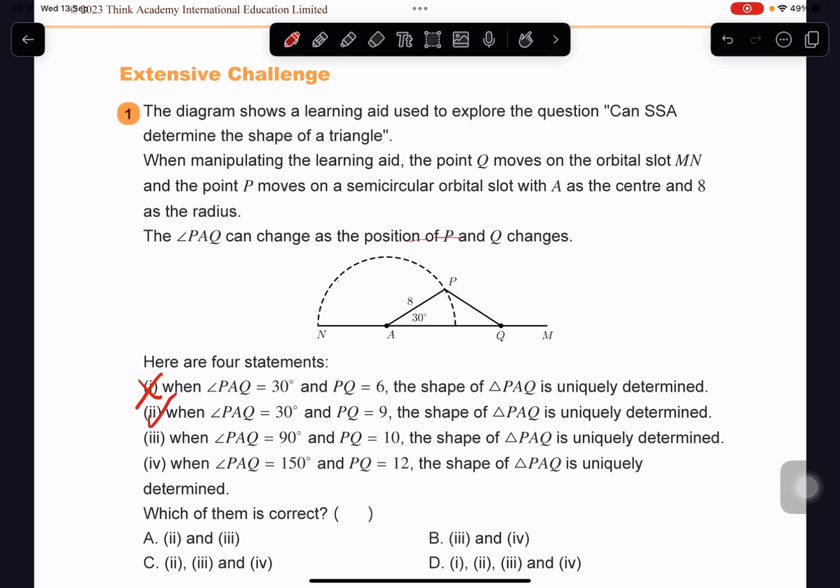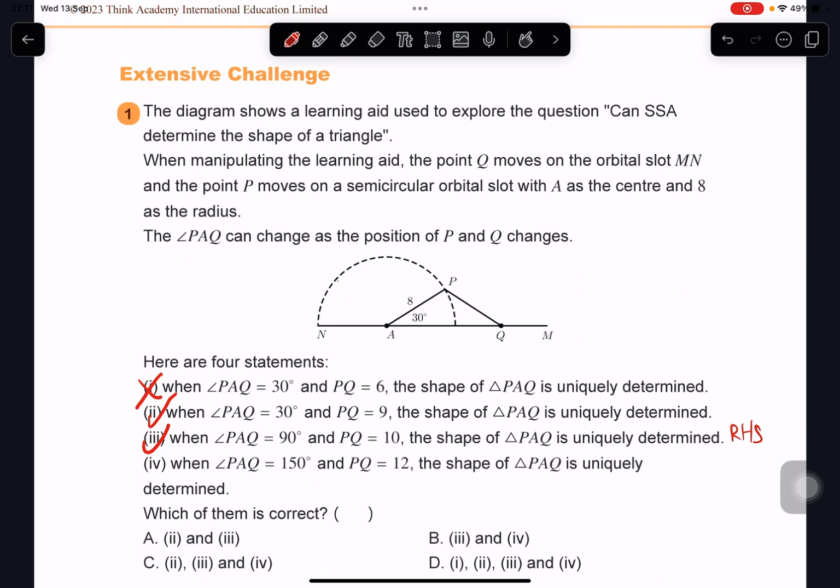That's the second one. And for the third one, when we are trying to see when PAQ is 90 degrees, it means that P is right there, yeah? And this is going to be 8, where I have a 10 for PQ. So this is 90 degrees. I have a side, I have the hypotenuse. So it is telling us that it is actually going to be the RHS case to determine the single unique shape.